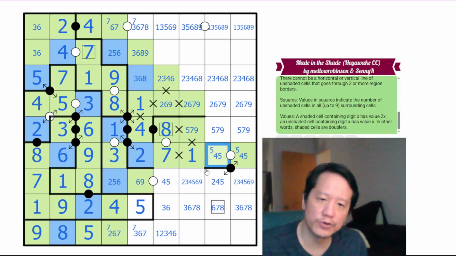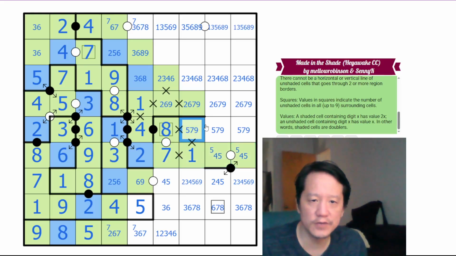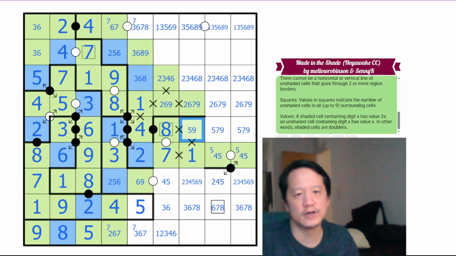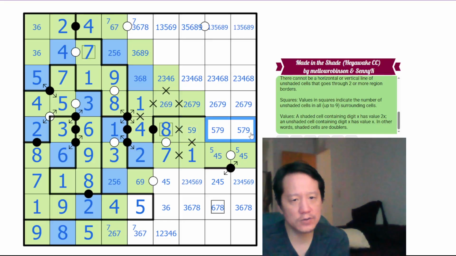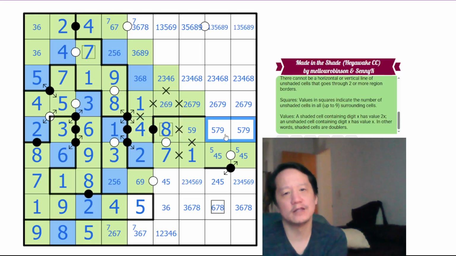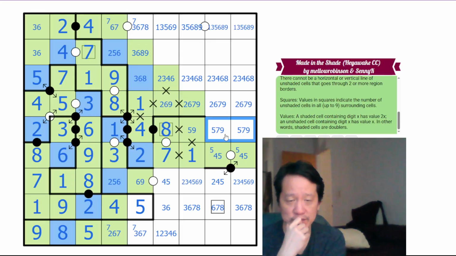We could have a border here. We don't know. Oh, this 7 eliminates 7 here, so it's 5 or 9. There has to be another 7 here, which means this cannot go all the way through the border here, which means at least one of these has to be blue.